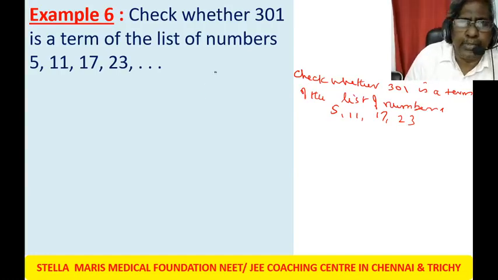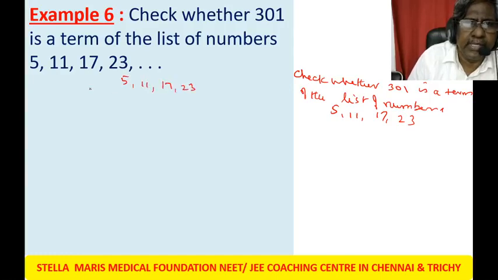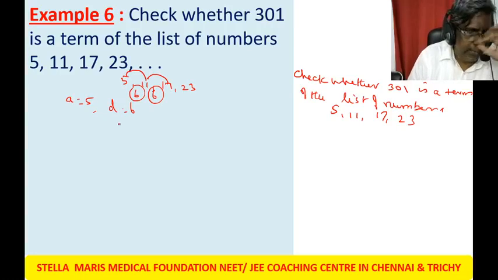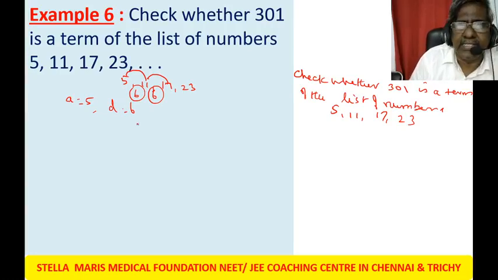Now, see how I'm doing this. 5, 11, 17, 23. Here, what is A? A is equal to 5. Then D: 11 minus 5 is 6, and 17 minus 11 is 6. So D is equal to 6. Now, I want to find out whether this 301 is in this series.